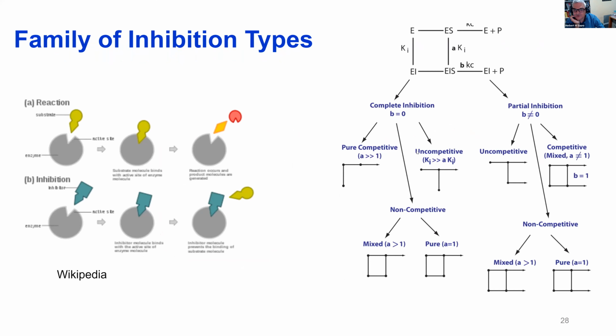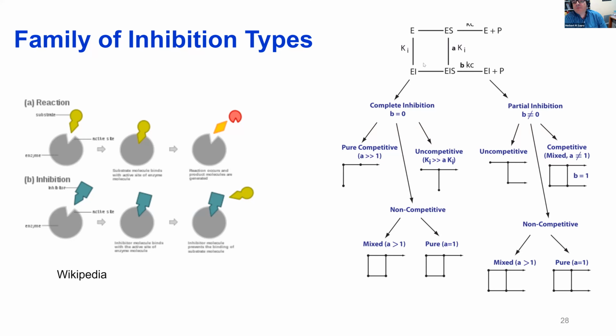You've got what's called uncompetitive, and you've got non-competitive. You have pure competitive, partial inhibition, uncompetitive, mixed, pure non-competitive, and so on. I'm not going to go through all this, but this chart shows you what each of the different inhibitors are called.